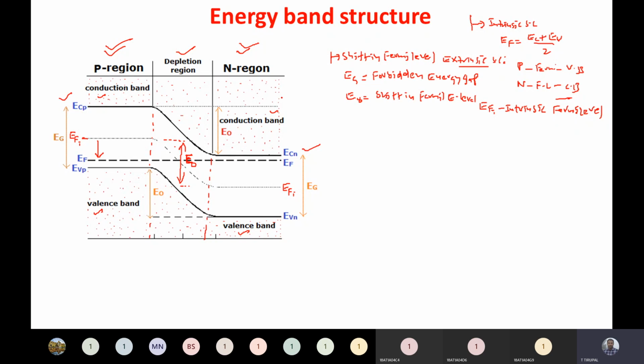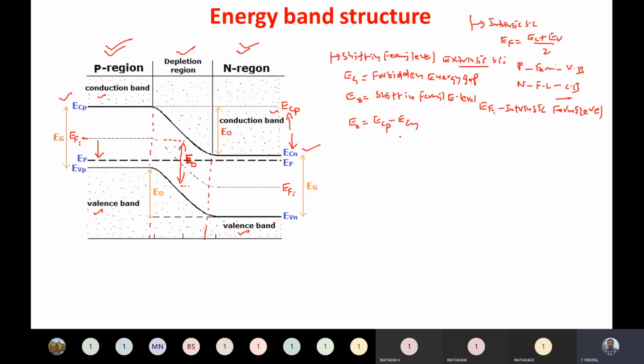So what is this one? If you draw a line, this is also called ECP, right? So E naught is also equal to ECP minus ECN. See here, this is ECP, this line. E naught is also the same distance from this point to this point. That is called E naught. E naught is equal to ECP minus ECN.